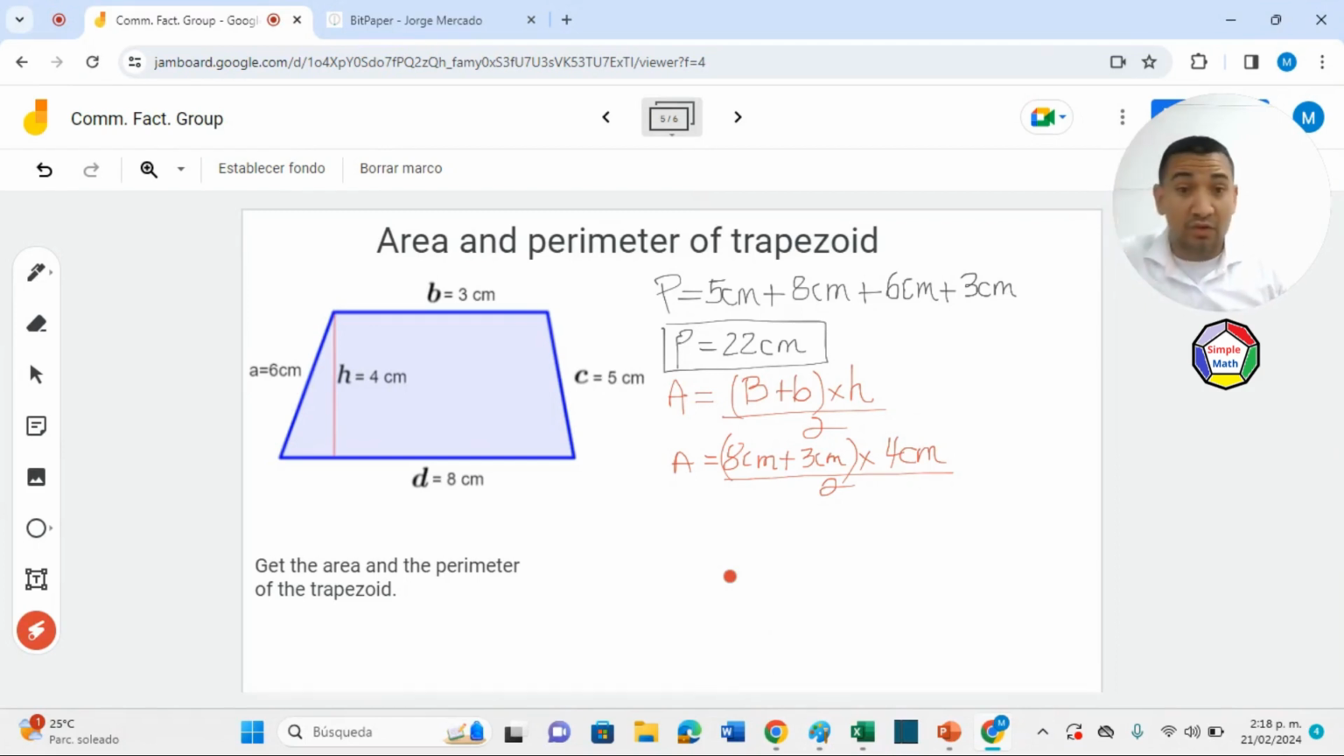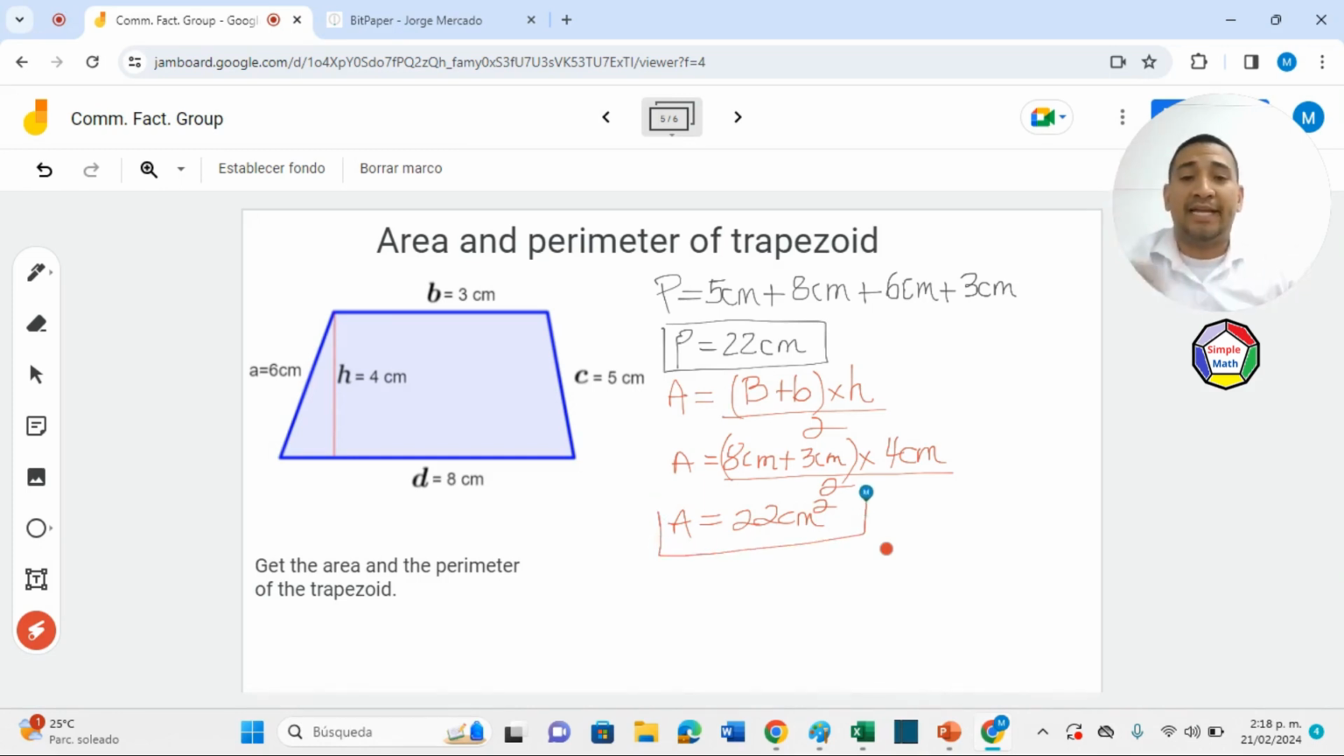So let's do those calculations. 8 plus 3 is 11. 11 times 4 is 44. 44 divided by 2 is 22. So finally, the area of that trapezoid is 22 centimeters square. Okay, that's the area.